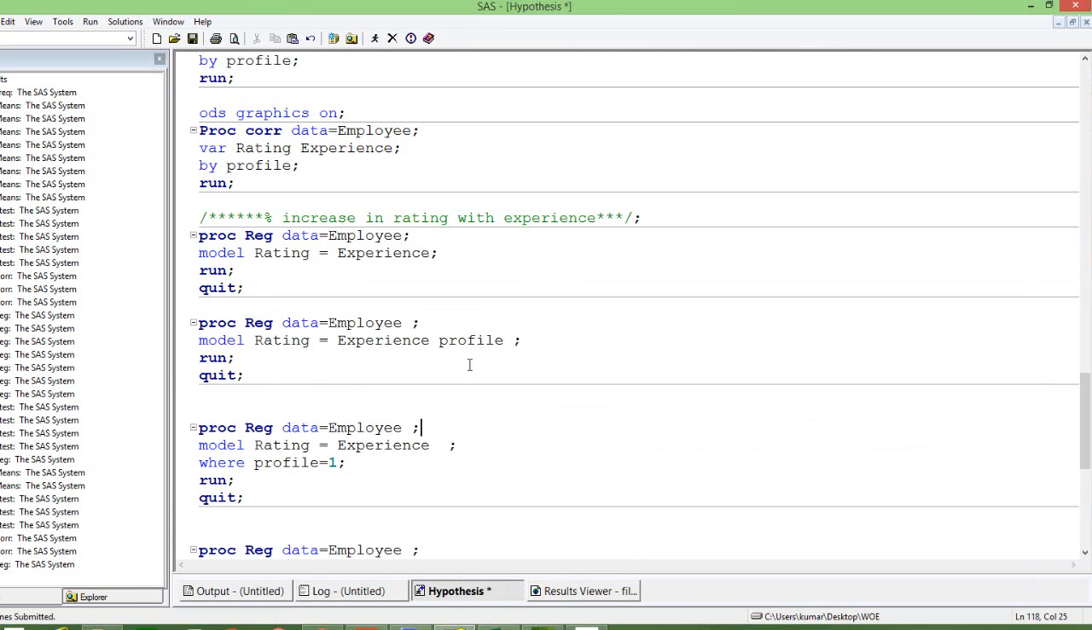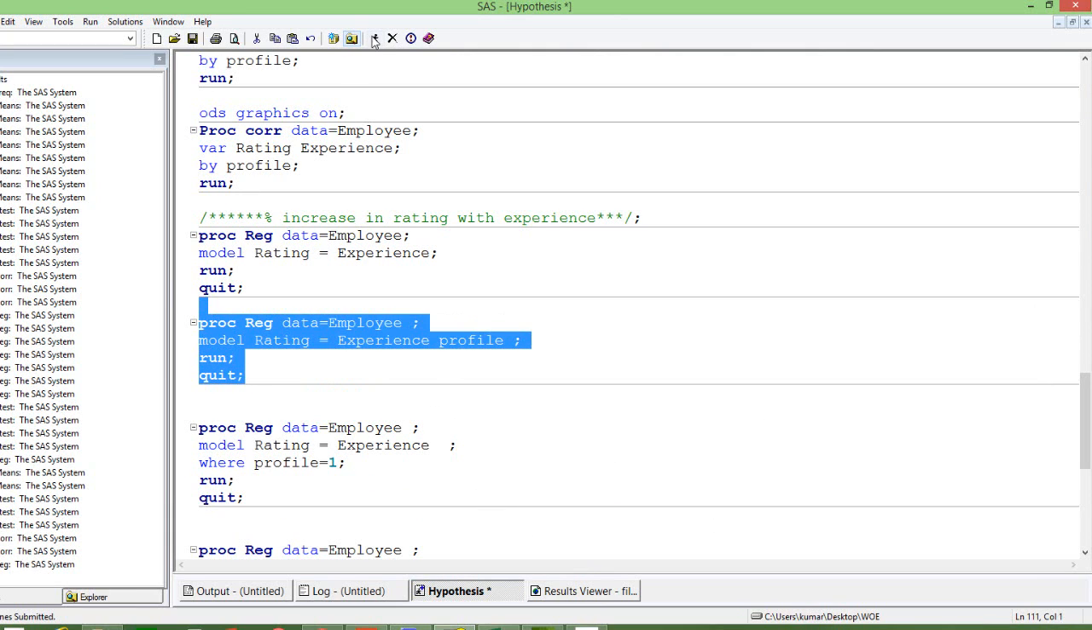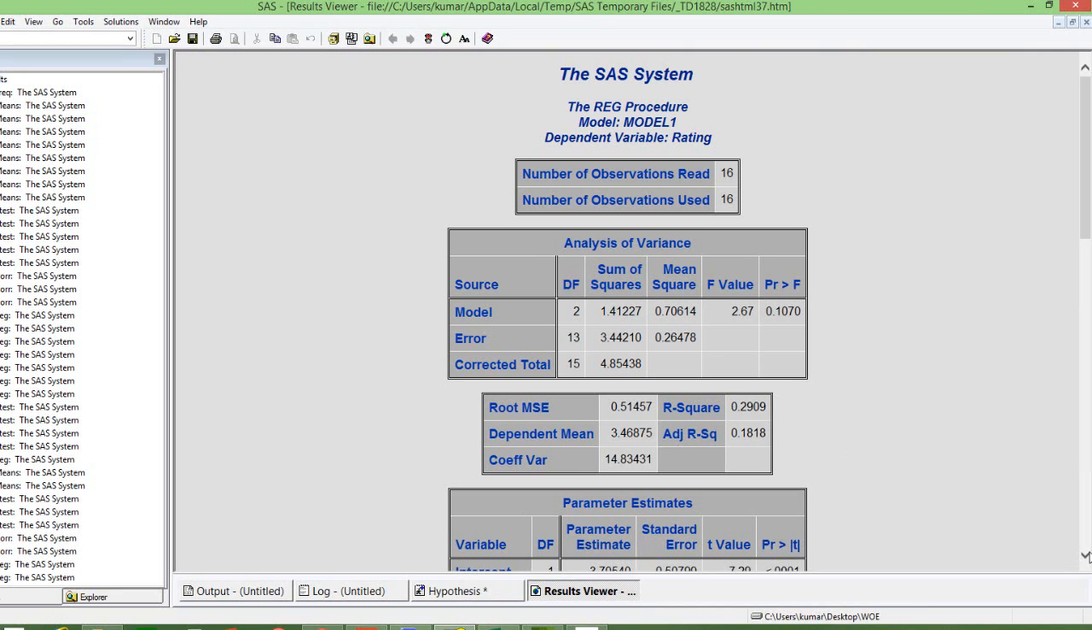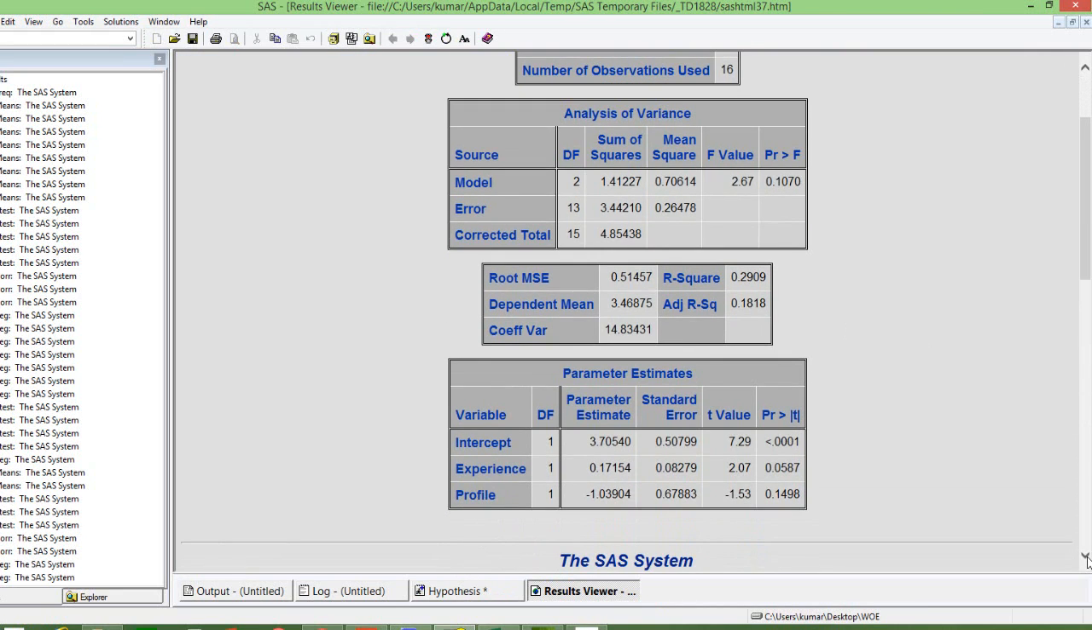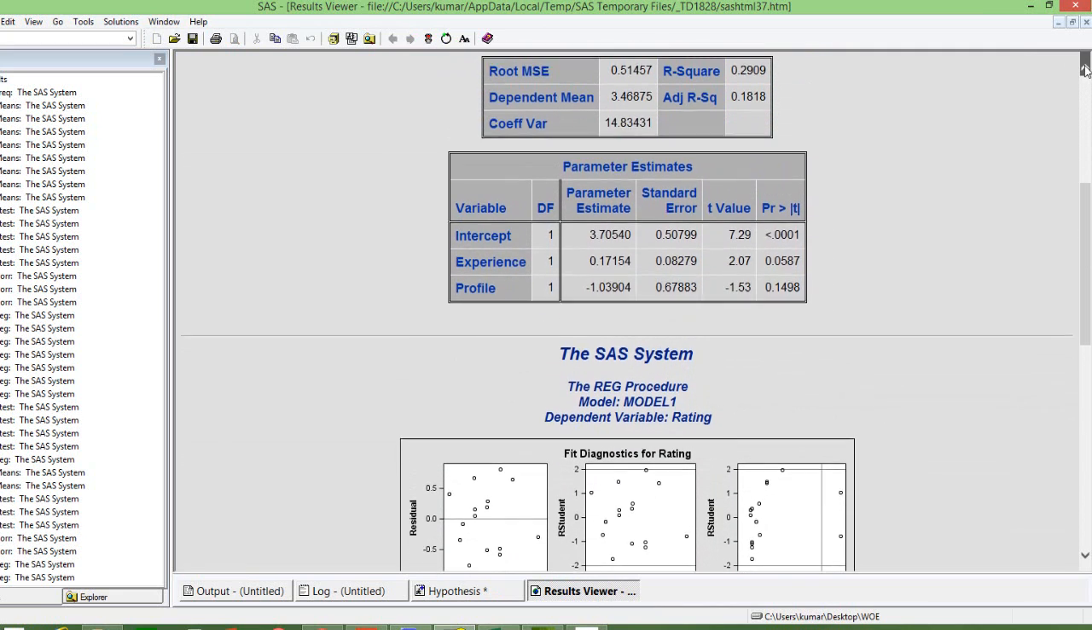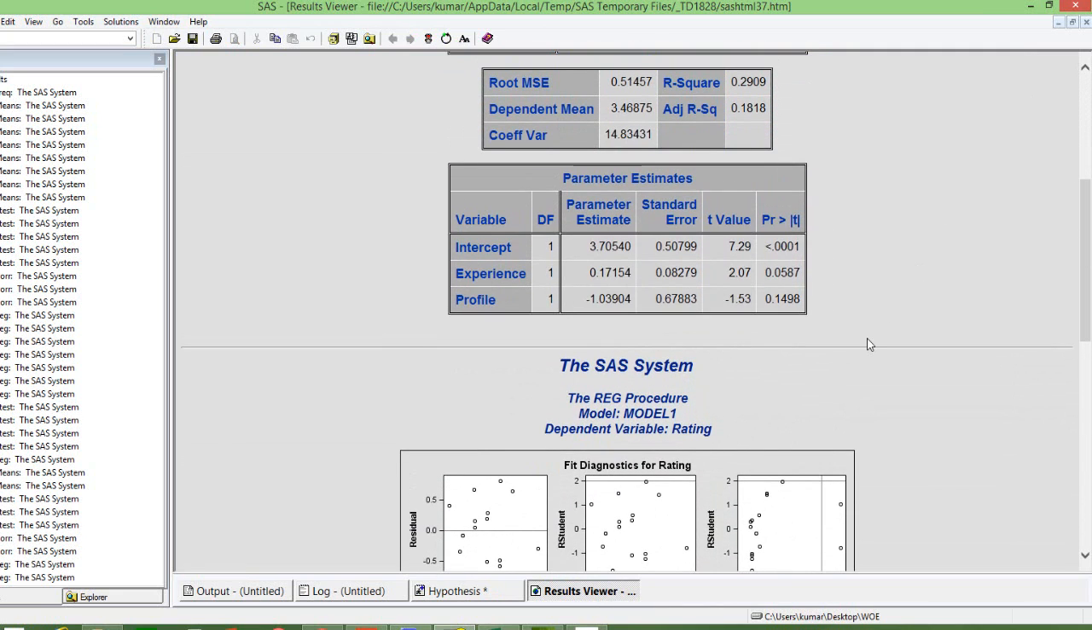Okay, so let us add profile here, over here. And let us run the regression again. Probably that will give a better insight, and our confusion probably will be clear as to why it is so. We expected that to happen, but it's not happening. So let us see the results.